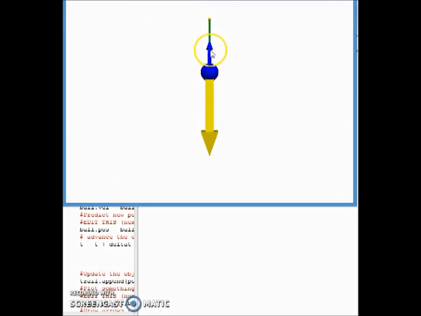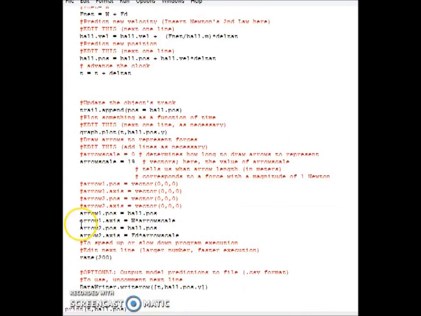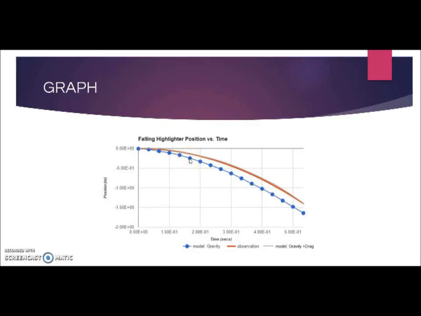This arrow is pointing upwards because it's showing the air resistance caused by the drag force. I did this by making arrow 2 the highlighter's position and the drag force times the arrow scale for the axis of it. When just looking at the gravitational model and the observed model, we can see that there's quite a difference, and that was probably caused because the drag force is not taken into account for the net force.